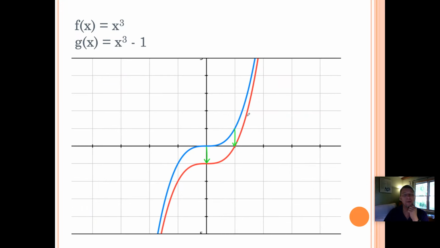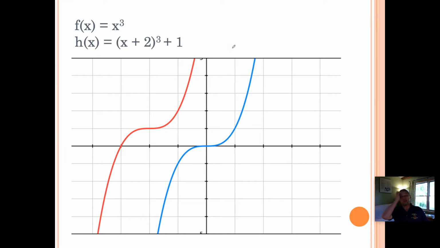All right. And so again, this is a vertical shift or vertical translation down by 1 unit. Okay, a vertical translation down 1 unit. All right, and this is again because we subtracted 1 from the value of f of x, right? F of x is x cubed, g of x is f of x minus 1, or x cubed minus 1.